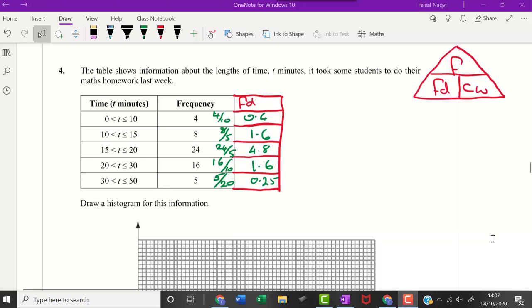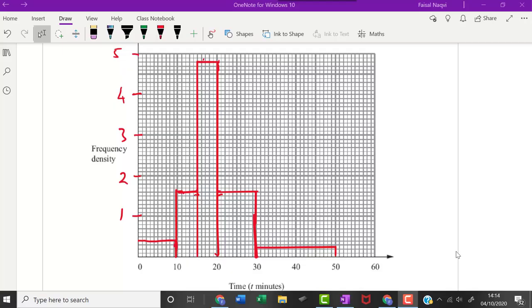If you remember your formula triangle, we know that the frequency density is the frequency divided by class width. So to find my frequency density for the first one, it's 4 divided by 10, which is 0.4, then 8 divided by 5, which is 1.6, then 24 divided by 5, which is 4.8, 16 divided by 10, which is 1.6, and finally 5 divided by 20, which is 0.25. You now have to draw these onto the graph below. If you draw the scales and the histogram out, this is roughly what it should look like.